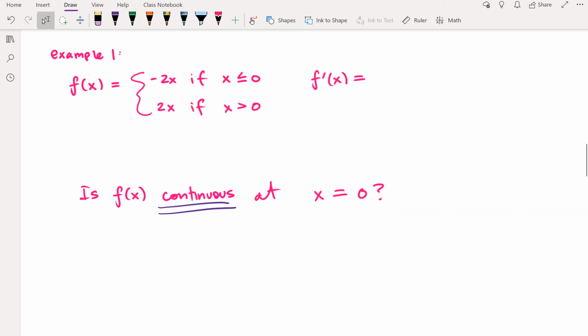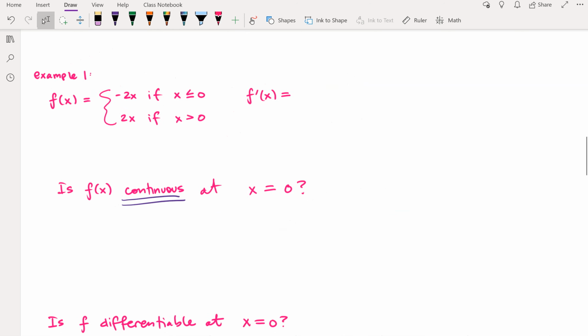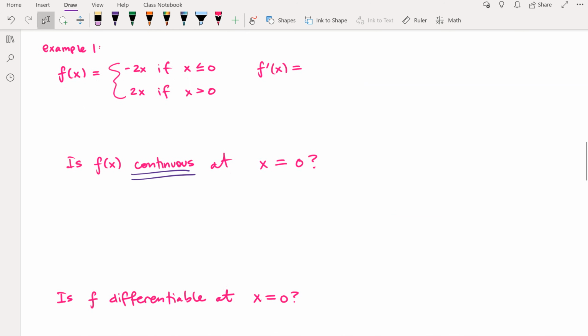The first step for continuity was, does f of the x value that's in question exist? X equals 0. So does f of 0 exist? F of 0 equals, we could plug into this function, so we get negative 2 times 0 equals 0. Yes, f of 0 exists.